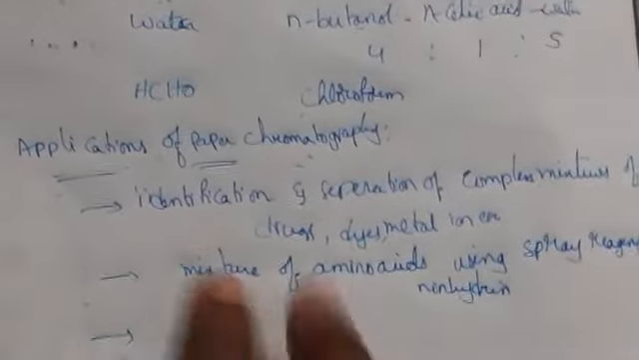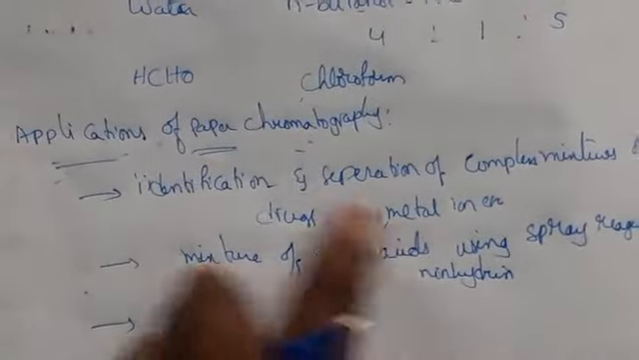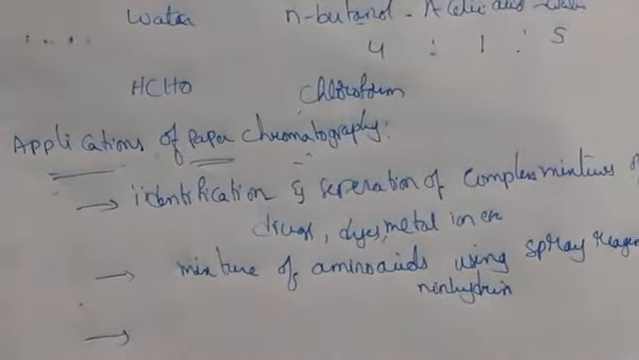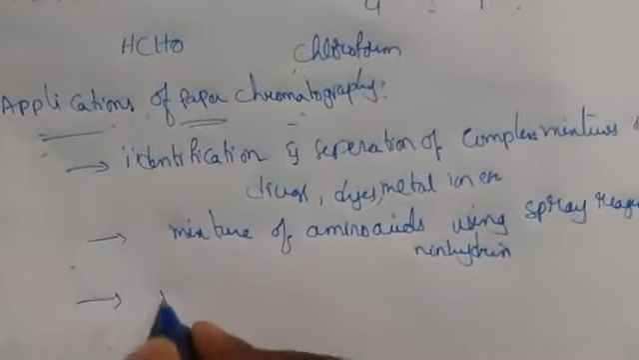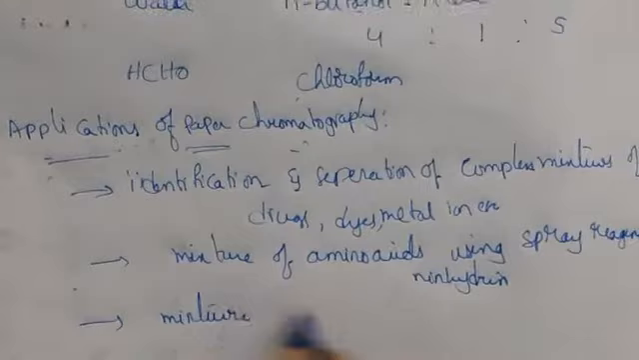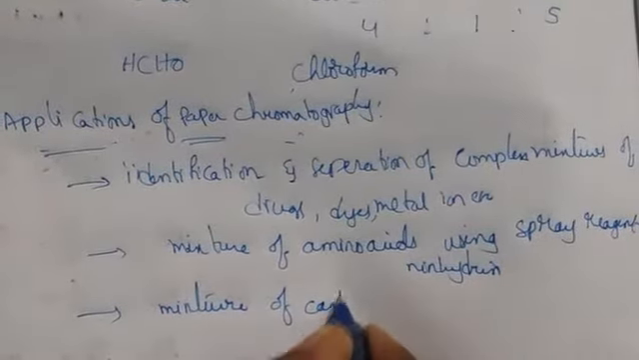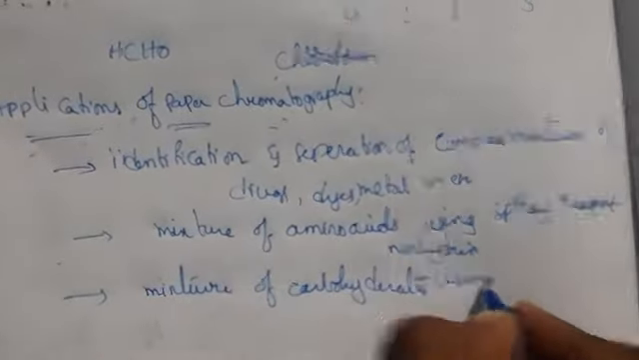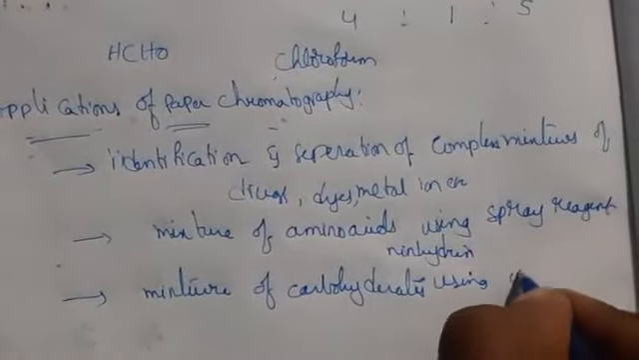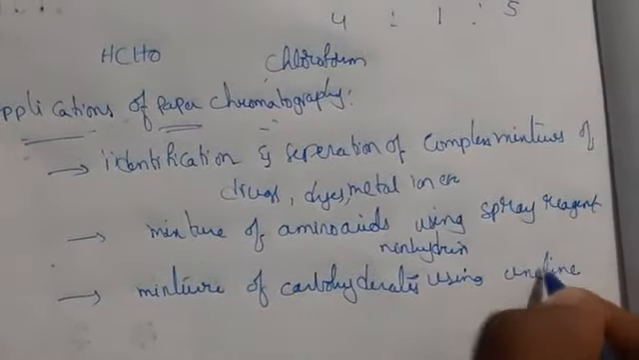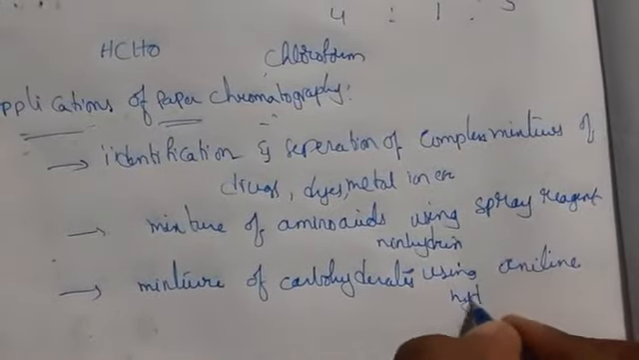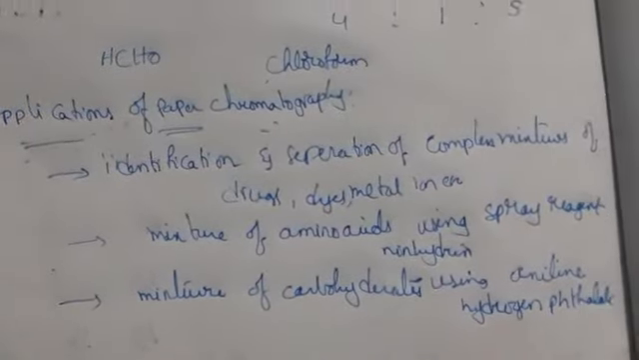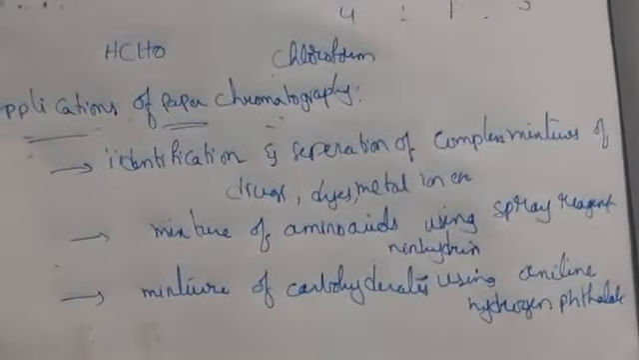And also this is used for the mixture of carbohydrates, for the identification of carbohydrates. Here aniline hydrogen phthalate is the spray reagent. So what we can say here, for identifying the mixture of carbohydrates using aniline hydrogen phthalate, that is the compound we are going to use for spraying on the carbohydrates.